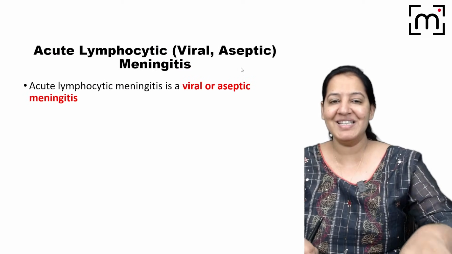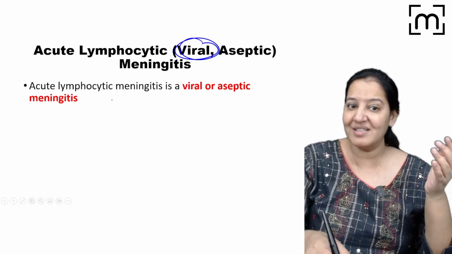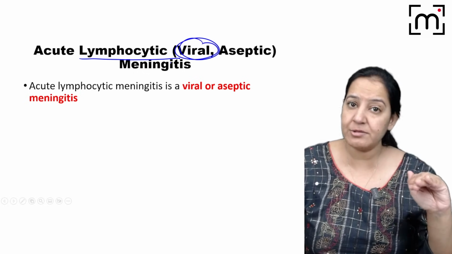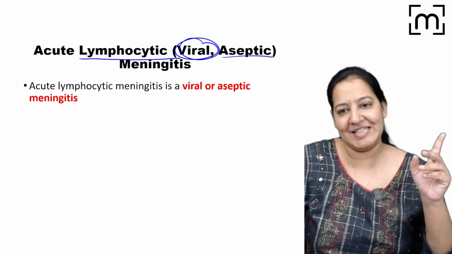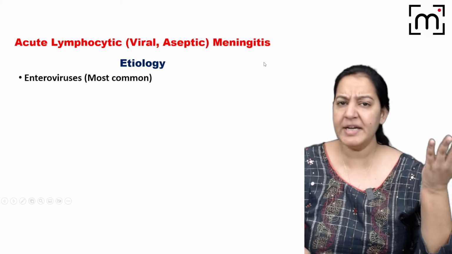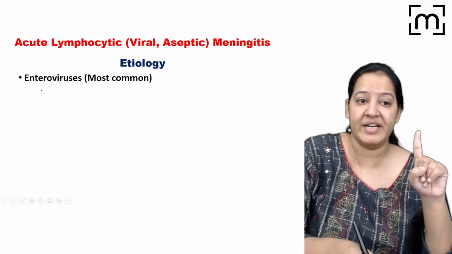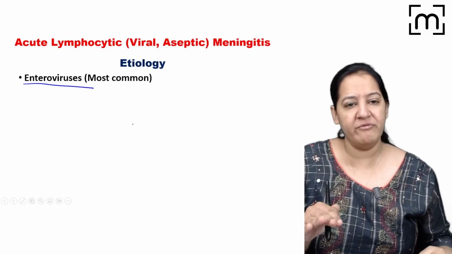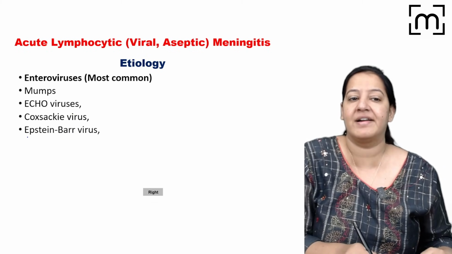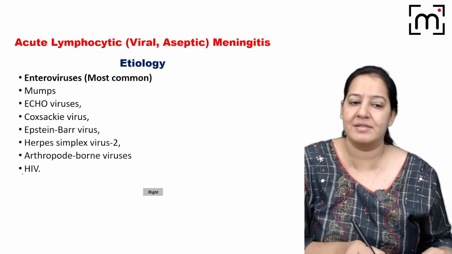Let's talk about the second type of meningitis, the viral meningitis. So it's acute viral meningitis. It is lymphocytic because here the cells which rise are not neutrophils. The cells which rise will be lymphocytes. And it is aseptic because no bacteria are present. So this one is the viral. What is the etiology? The most common virus which leads to viral meningitis is enterovirus. Apart from which there are many other causes like mumps, echovirus, Coxsackie virus, Epstein-Barr virus, herpes simplex 2 virus, arthropod-borne virus or HIV.